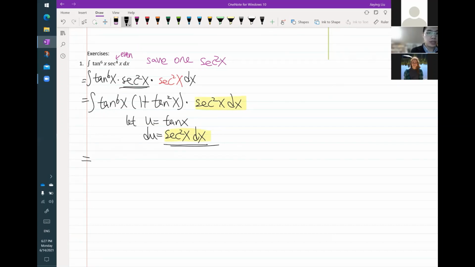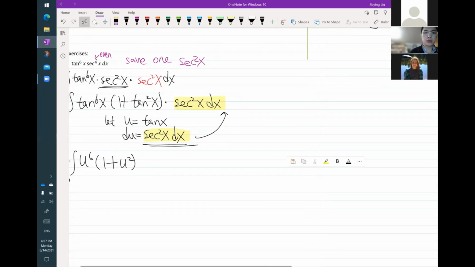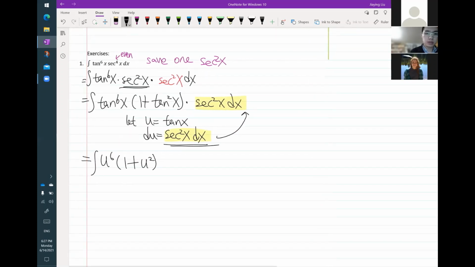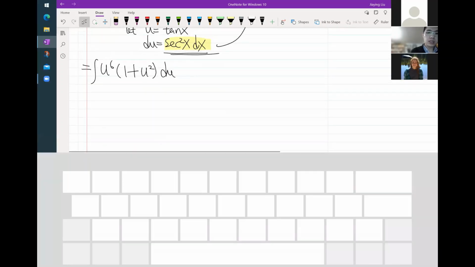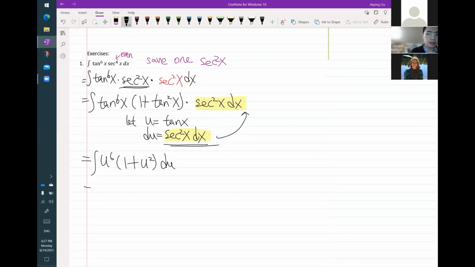So now the integral becomes integrating tangent to the 6, that's u to the 6. And the 1 plus tangent squared, that's 1 plus u squared. And the secant squared x dx, that becomes du. So this goes there. That's du. Now I can continue to integrate.